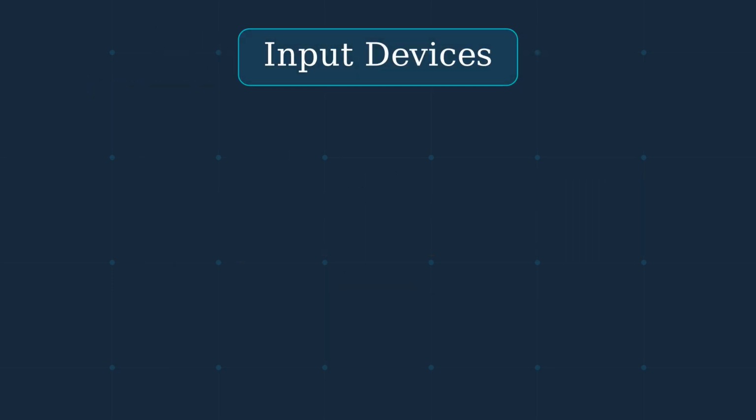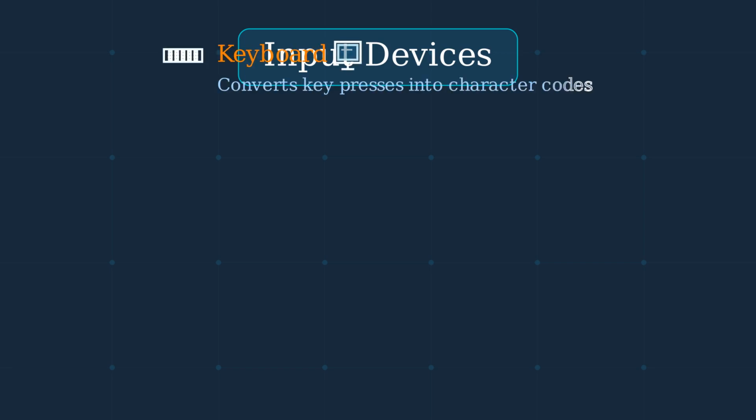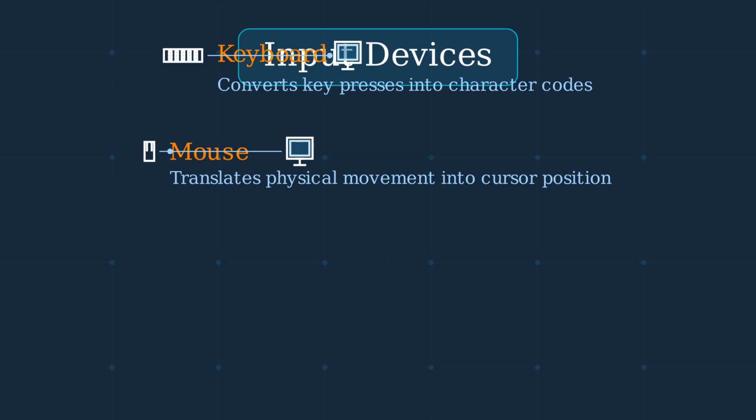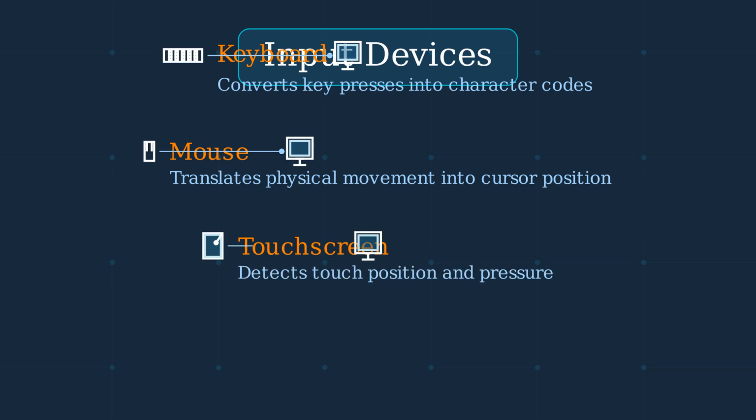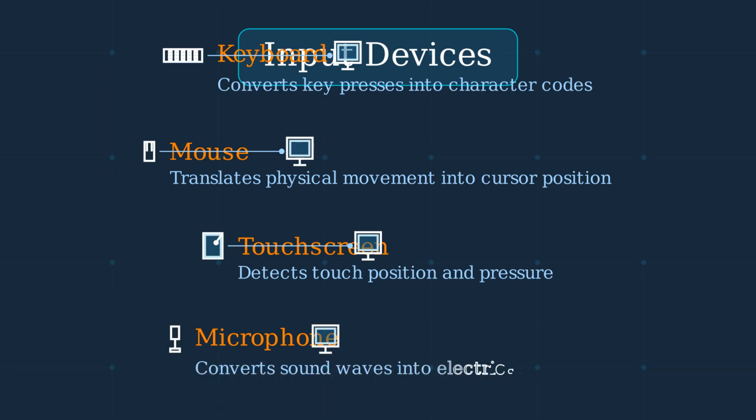Input devices are essential components that convert human actions into data the computer can understand. Keyboards transform key presses into character codes that computers interpret as text input. Mice translate physical movement into cursor position coordinates on the screen. Touchscreens detect the position and pressure of finger touches, allowing direct interaction. Microphones convert sound waves into electrical signals for voice commands or audio recording.